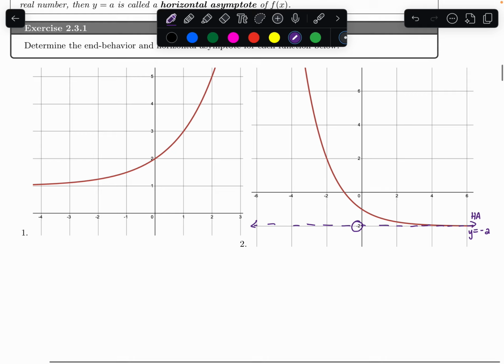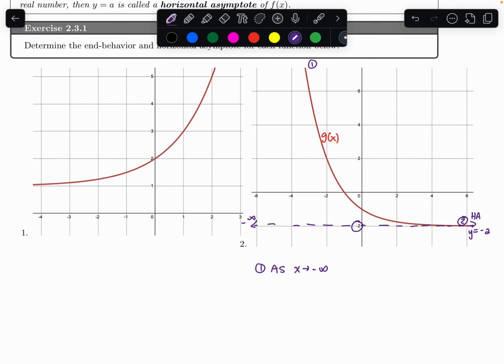So let's label this graph. I know this is number 2. We could start with this. Let's label this end. So end number 1, right? As x goes to negative infinity over here, and our outputs, what do we want to call this function? Let's call this function g of x, since we've been using a lot of f of x's.